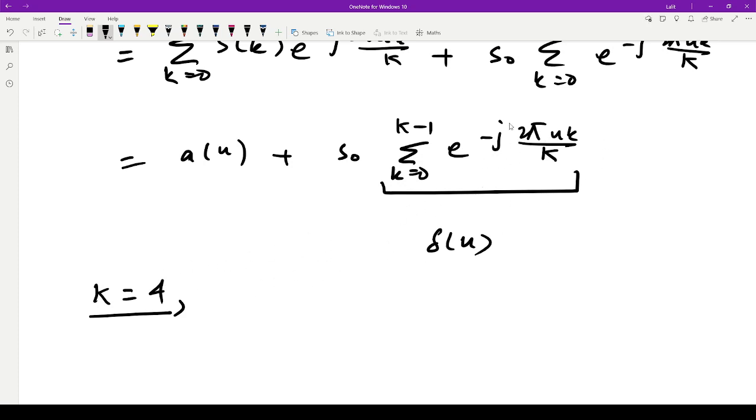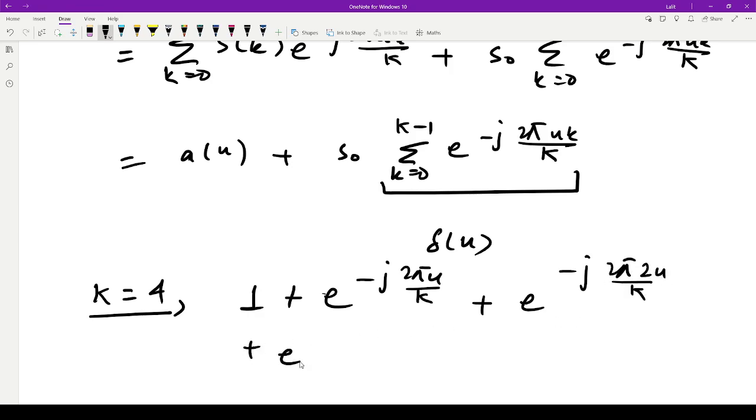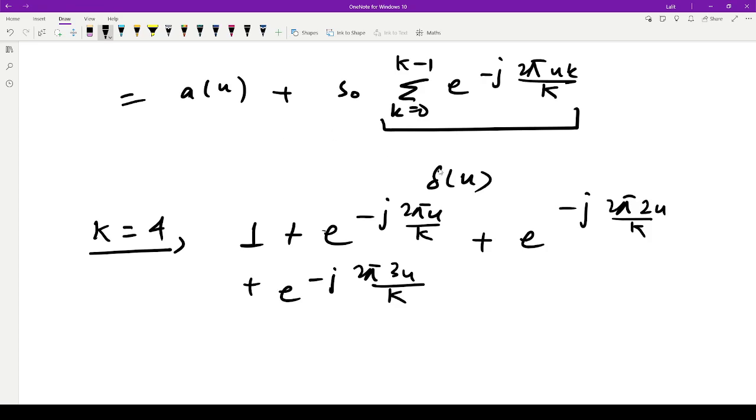K equals 0 means the first term is e to the power 0, which is 1. The next term is e to the power minus j 2 pi u upon capital K, plus the next term e to the power minus j 2 pi 2u upon capital K, plus e to the power minus j 2 pi 3u upon capital K. So these are the four terms of the summation out there. Fine. Everyone agrees?